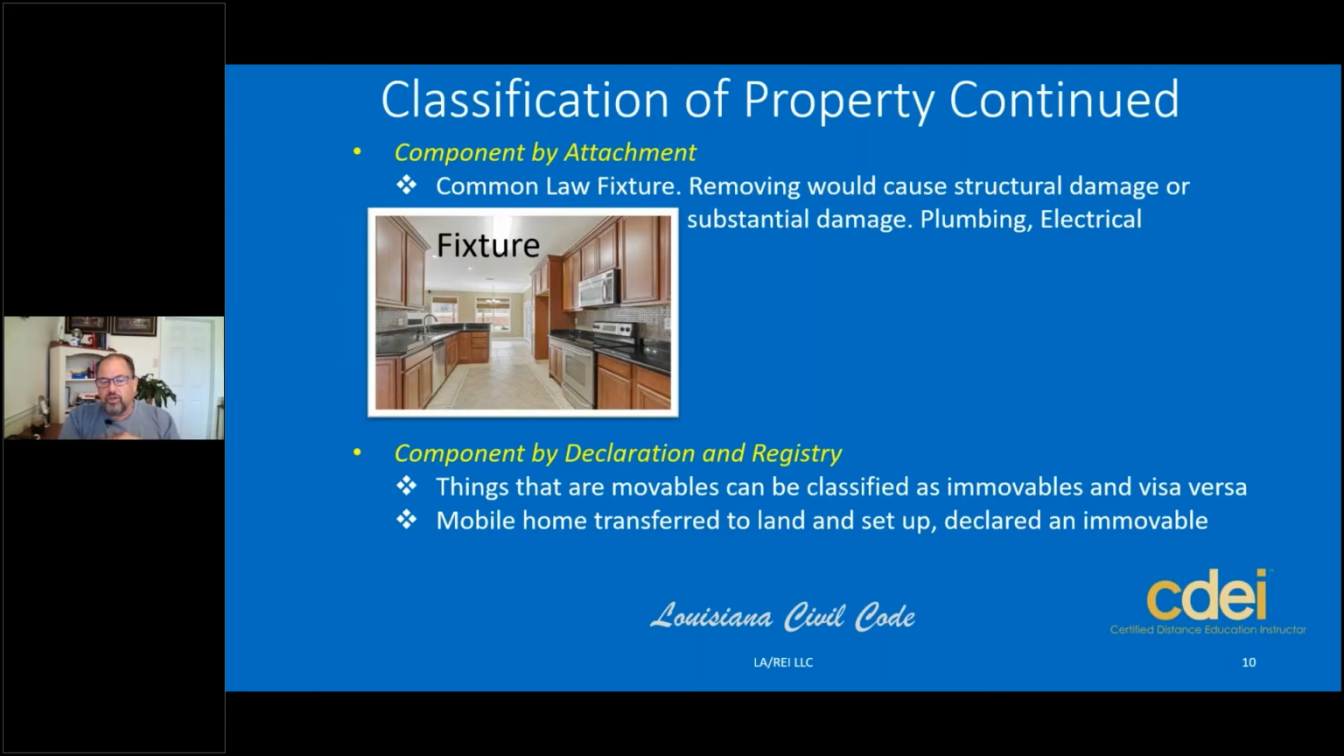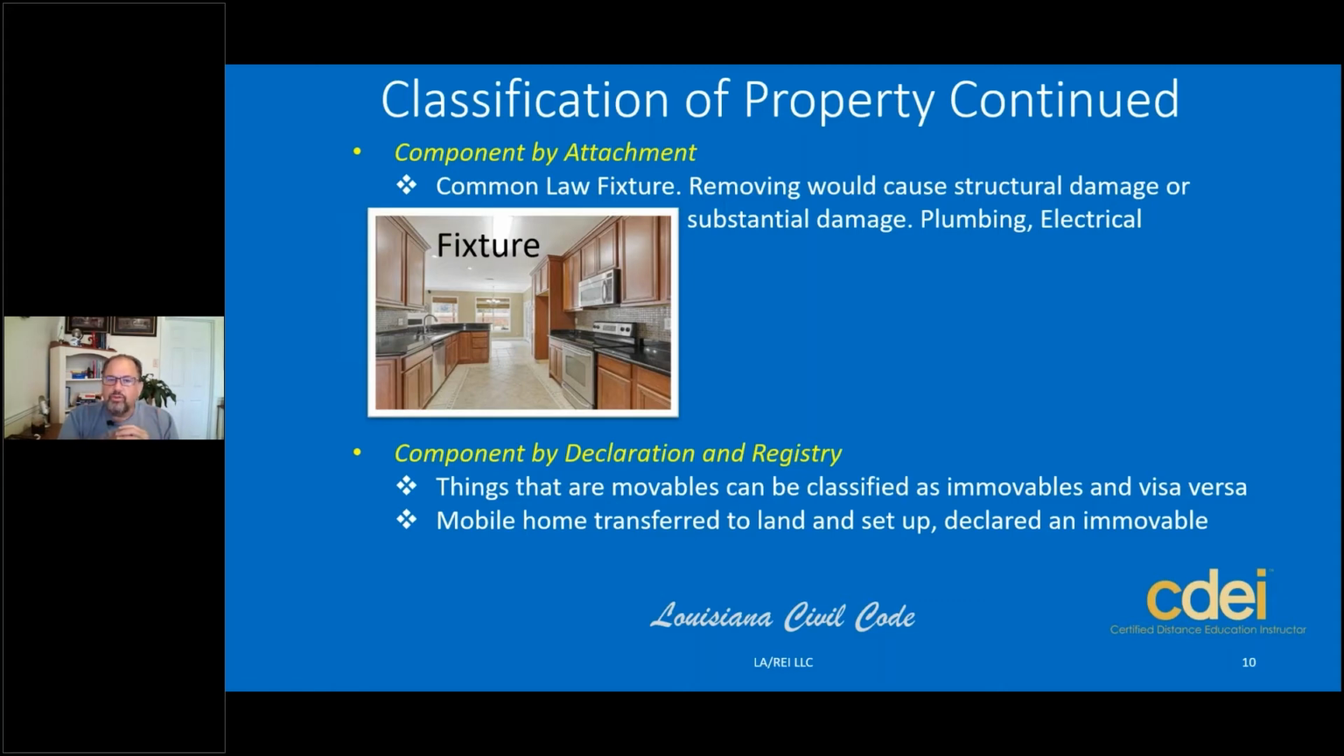I got a picture I'm going to show you here in a couple of slides about component by declaration and registry. So, for example, a mobile home is sitting on a lot, right? You go up, it's on wheels. It may be a double wide or just a single wide mobile home. And you're going to buy it, because you got some land, but as it sits on the lot, what happens? It's considered a movable. It's like an automobile going to a car lot or buying a motorcycle at the Harley Davidson shop. It's a movable.